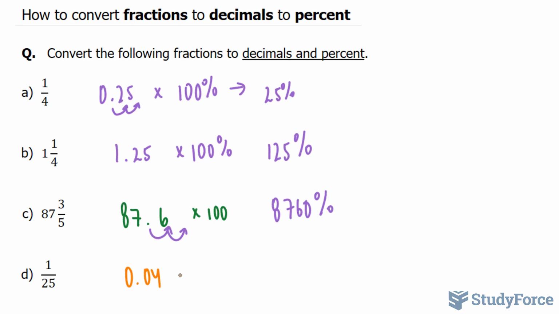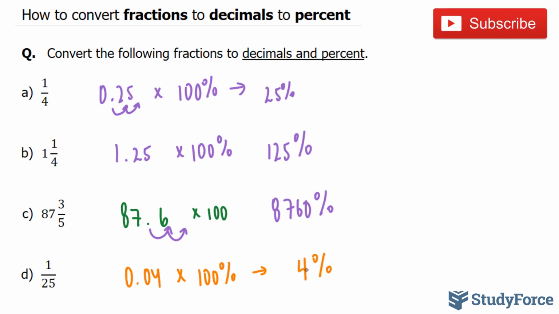Now to go to percentage, we multiply this by 100%. And if I multiply this by 100%, moving this decimal place twice to the right, I end up with 4%. So 1 out of 25 represents 4%. And there you have it. That is how to convert fractions to decimals and then to percentage.